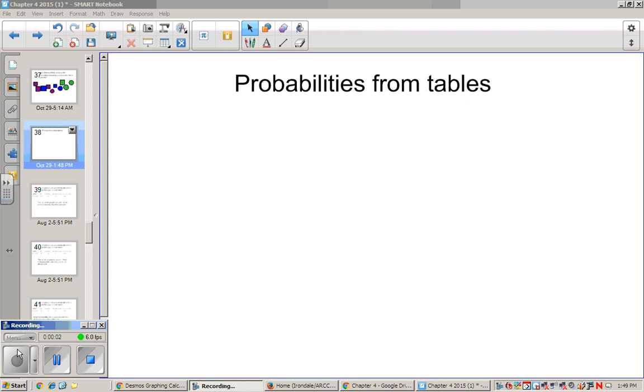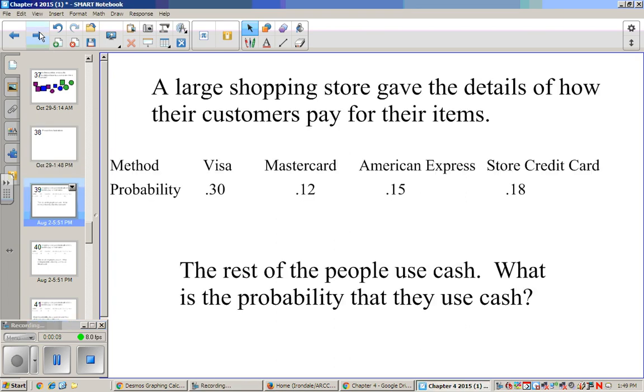All right, now we're going to look at probabilities from tables. So we're going to have some tables and we want to find specific probabilities from them. This one is a table of a large shopping store that gave details on how their customers paid for their items. So you can see the breakdown here for each type of card. And the rest of the people paid cash.